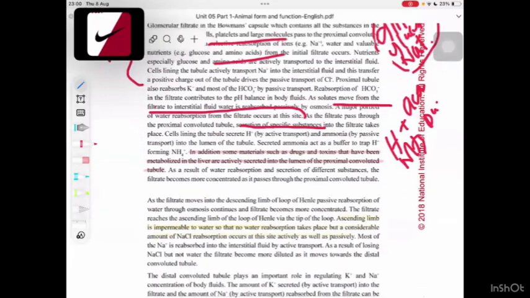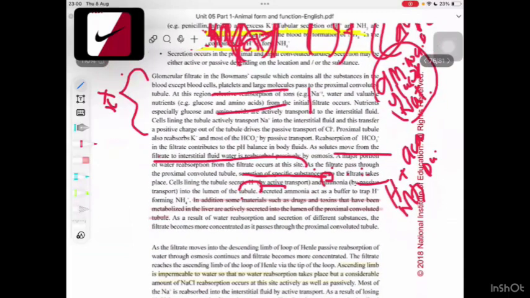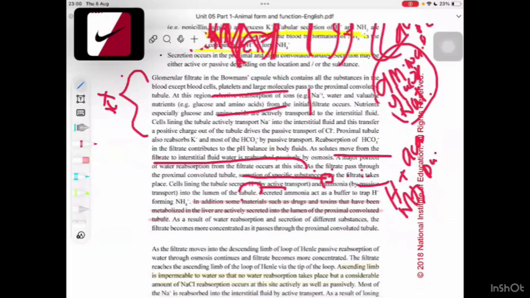As the filtrate passes through the proximal convoluted tubule, secretion of specific substances into the filtrate takes place. Cells lining the tubule secrete H plus and ammonia. Remember, H plus by active transport, ammonia by passive transport. Here the A part doesn't work. In the upper part, it works with the amino acids, but here the A part won't work. You can remember it like this: in the upper part, it worked the right way; in the lower part, ammonia is by passive transport. Secreted ammonia acts as a buffer to trap H plus, forming NH4 plus in the tubule, right?